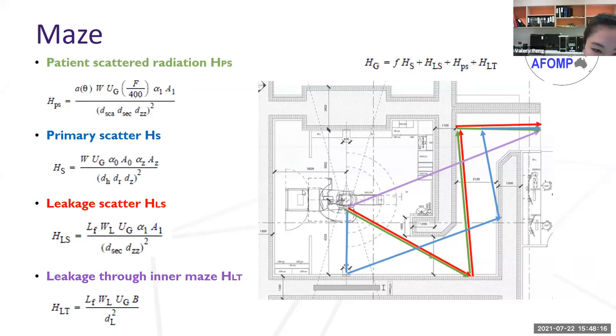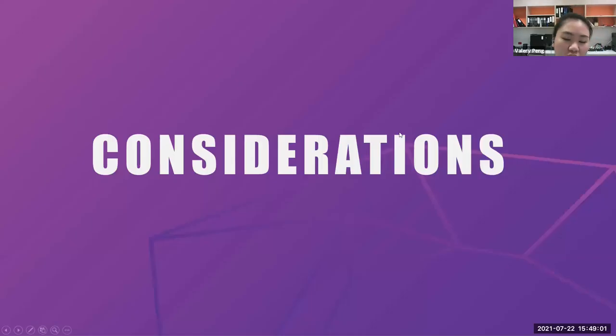When you're doing maze calcs, the distance to each point is also important. And so there are four components here: patient scatter, primary scatter, leakage, and leakage through the door. So that's a direct one out to the door. And we just add up all the components, but for primary scatter, there's an additional F factor, and I think it's 0.25, to account for patient transmission. So usually you have a patient there, so the factor is just to reduce the patient primary scatter. So these are just a couple of considerations when doing your calcs.